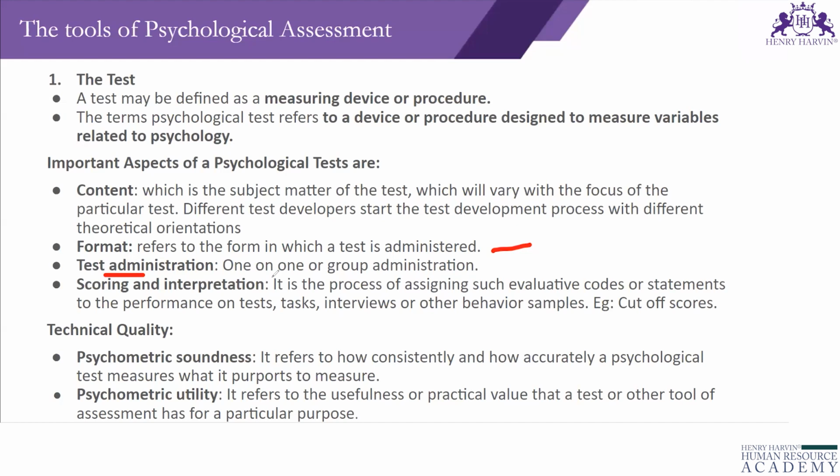Now comes the technical quality, which is how sound that particular test is. It refers to how consistent and how accurate it is. We have discussed it a bit before as well. So psychological tests measure what they purport to measure. Now the utility. It refers to the usefulness or practical value that a test or other tool of assessment has for a particular purpose, right?